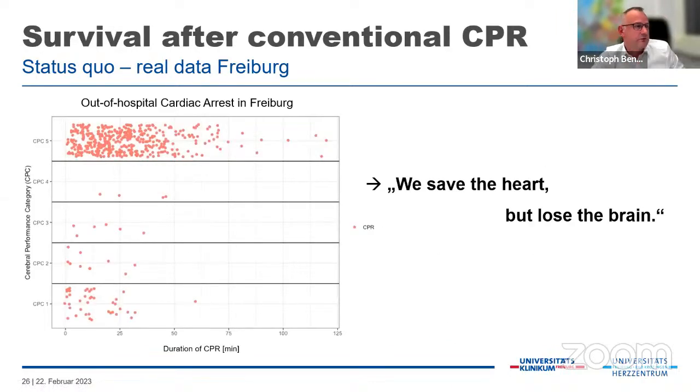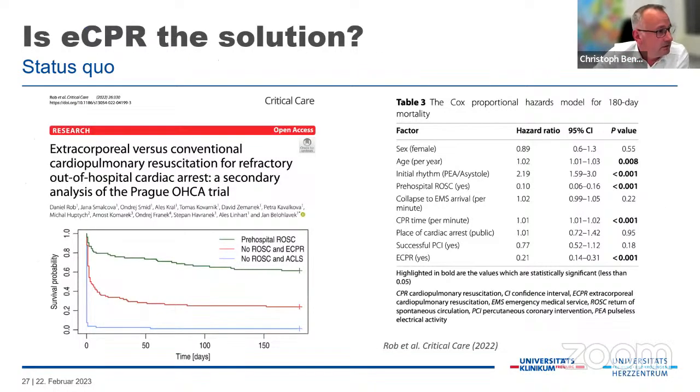So now the question. This is a picture of the resuscitation registry from Freiburg. You see the duration of CPR and the cerebral performance category 1 to 5. And you see that we are losing a lot of patients with conventional CPR. The really famous cardiac surgeon Gerald Buckberg, when we started our research, said we save the heart, but we lose the brain. So the question: is ECPR the solution?